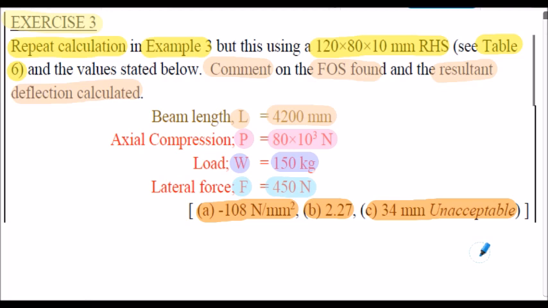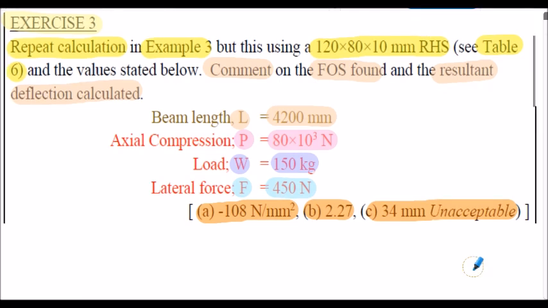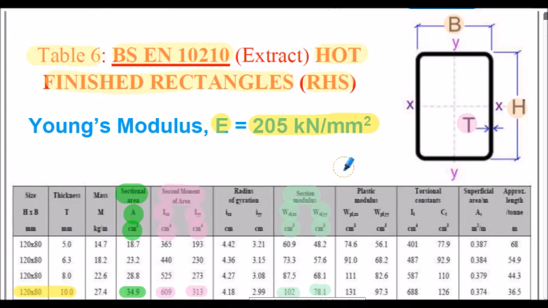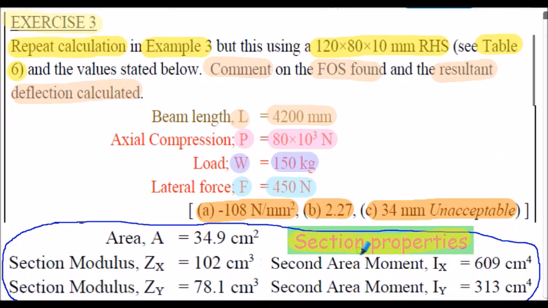Again, the allowable deflection would be assumed to be the span or beam length L divided by 200. I would encourage you to start the presentation and solve exercise 3 following the same procedure used in example 3. Here again are the properties for the 120 by 80 by 10 RHS section. I just stated these section properties again on this slide for further clarity.